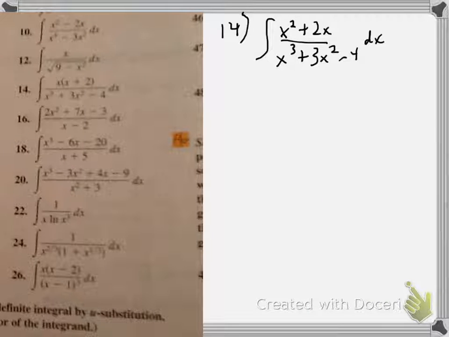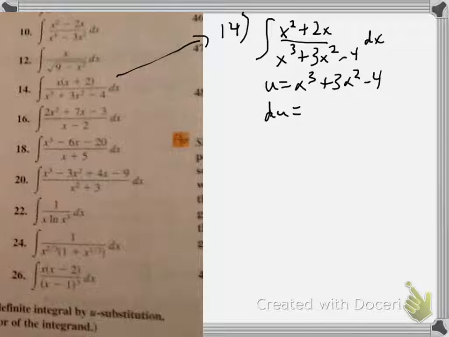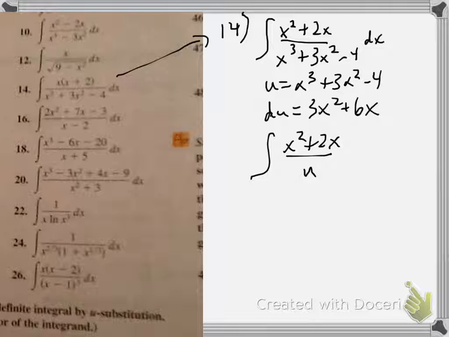This one, again, we have the power 1 less in the numerator than the denominator. I multiplied out the x squared plus 2x, so u is going to be the denominator. du is 3x squared plus 6x. Substitute. dx is du over 3x squared plus 6x.